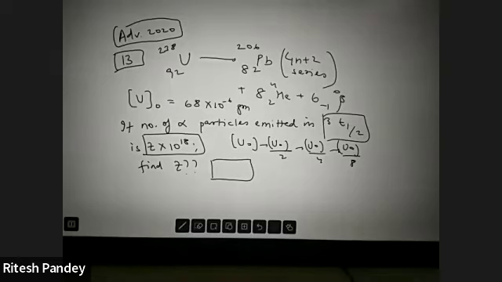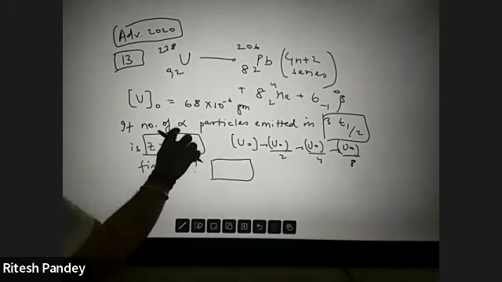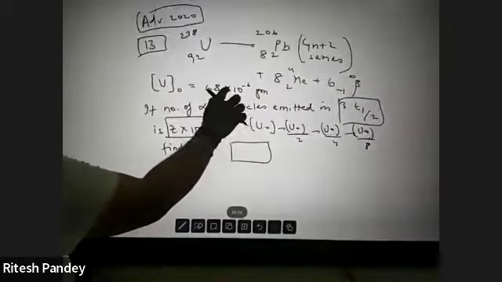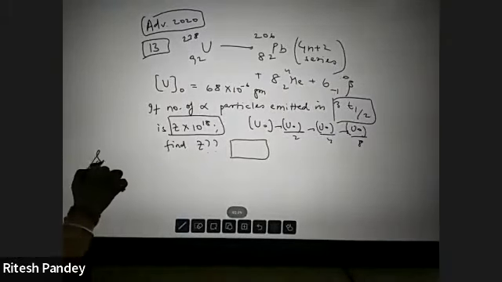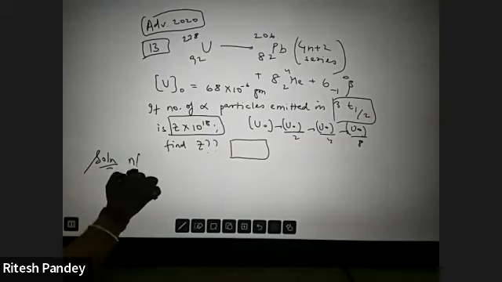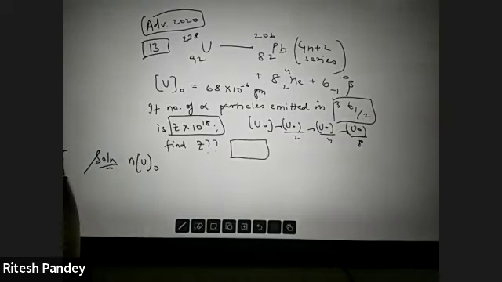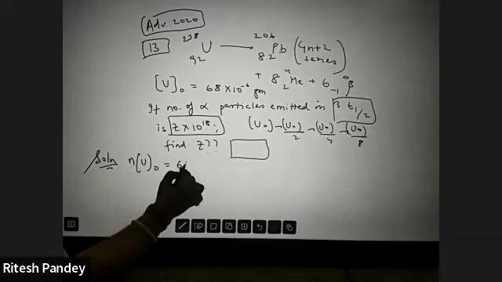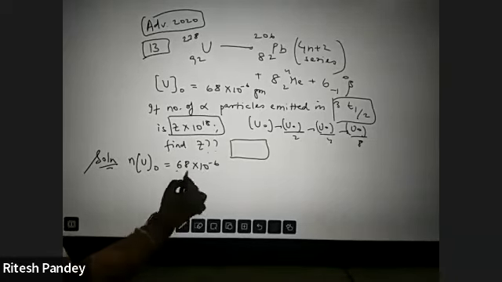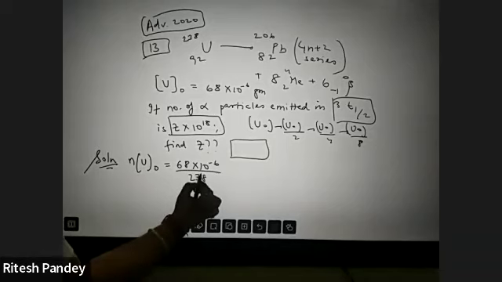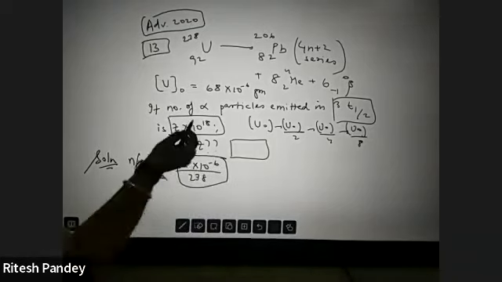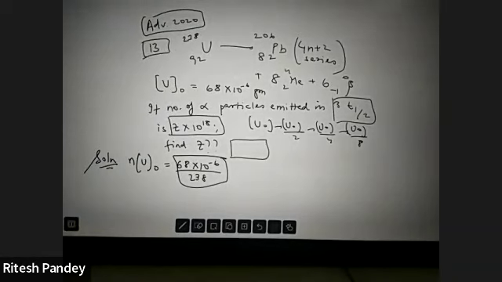Anyone who has solved it? Else we will solve it. Now, allow me to write the number of moles of uranium at time t equal to 0 to be 68 into 10 to the power minus 6 upon 238. I think nobody will complain with this. Mass upon molar mass is number of moles. Yes or no?